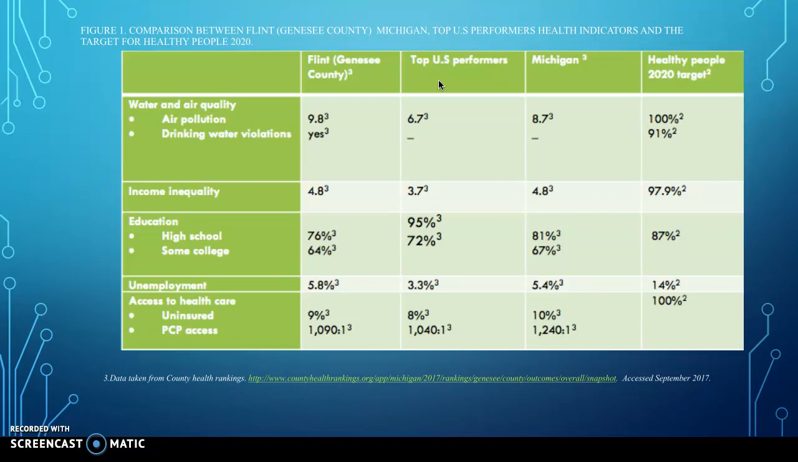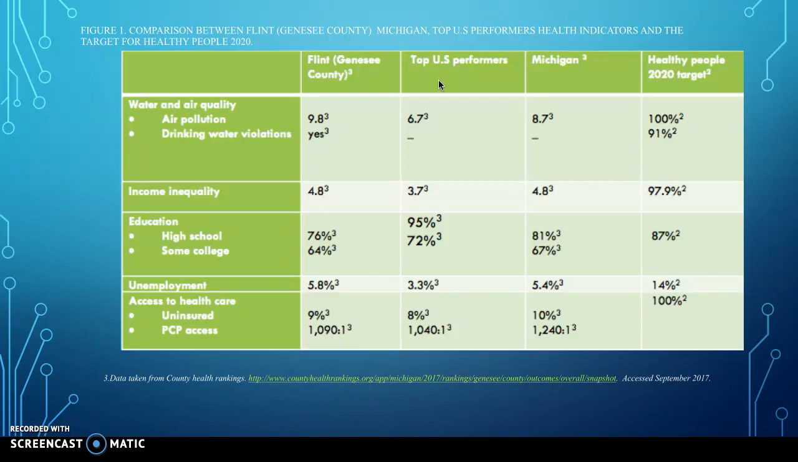We have only drinking water violation in Flint, and we want 91% clean water. Income inequality is highest in Flint. Education, high school graduates are 76%. People who have some college degree, 64%. Still, both are lower than our Healthy People 2020 target. It's 87%.